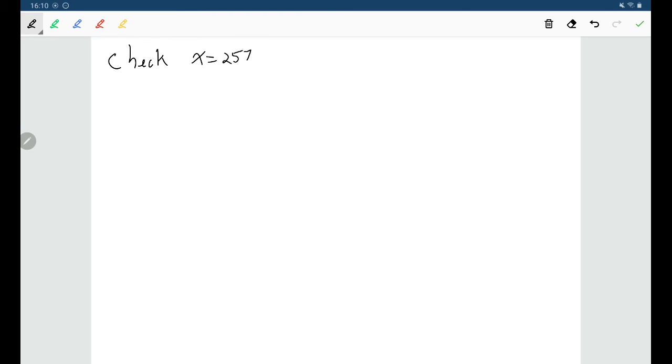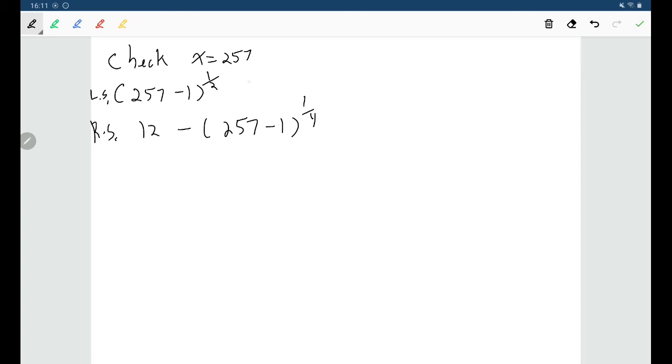So if I'm checking x being 257, then on the left side I had x minus 1 to the power of a half, and on the right side I had 12 minus x minus 1 to the quarter. So we'll see, do they make the left side and the right side equal to each other?